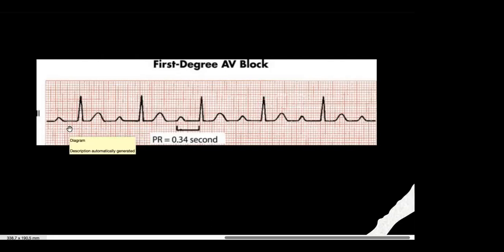So in the first block of AV block, we just have an increased PR interval. More than that, you won't find. If you don't pay attention, you might miss it because the ECG looks pretty much normal.